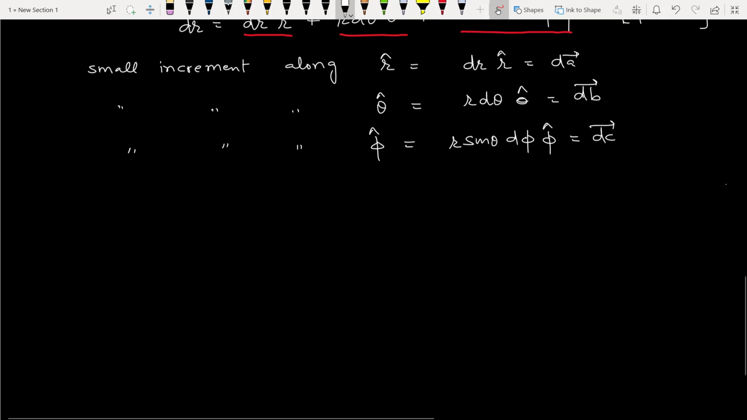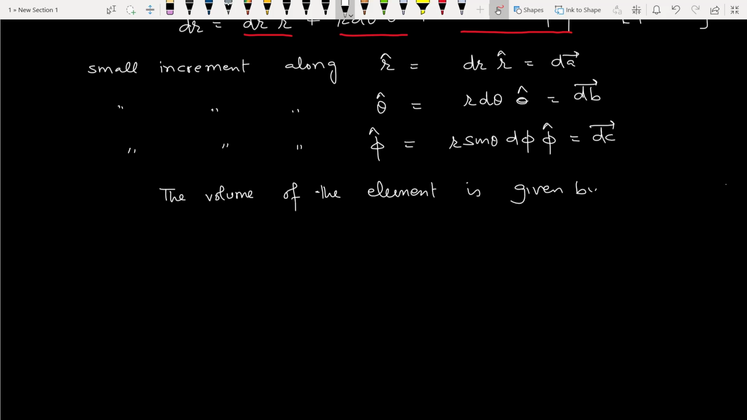As we have all three vectors along the three coordinate directions in spherical polar coordinates, the volume of the element is given by dA vector dot dB vector cross dC vector.